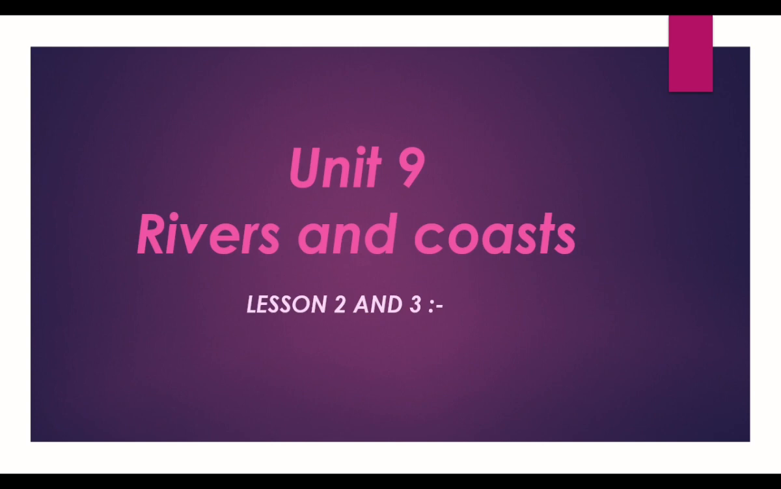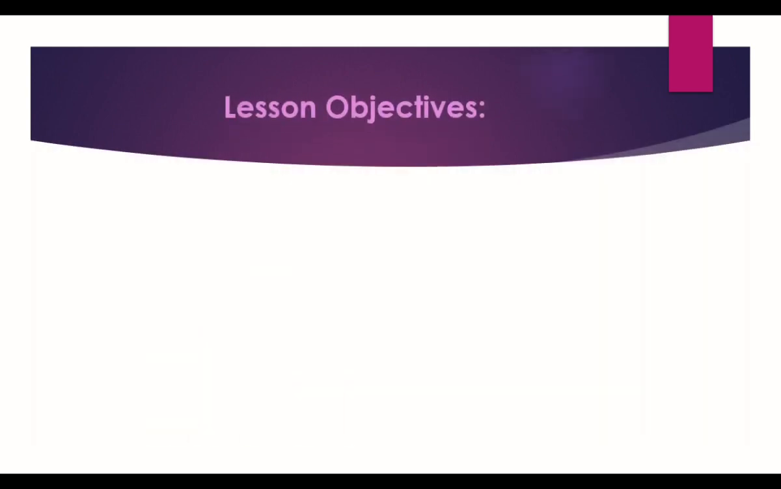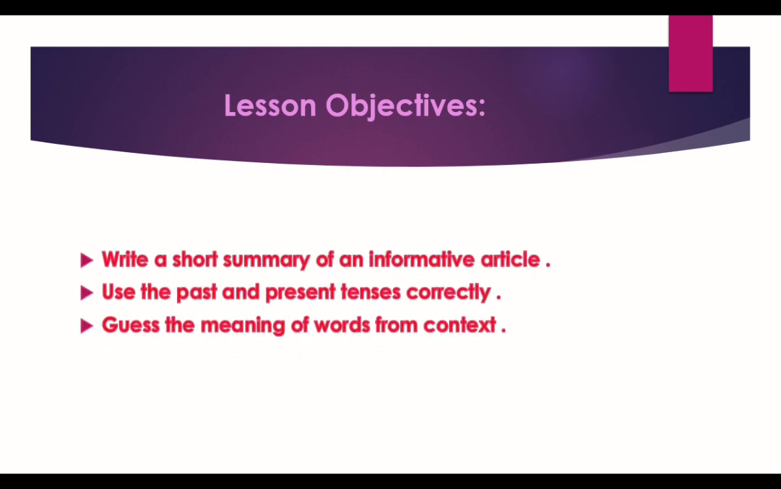But before we start, I want you to check the objectives of our lesson for today. These objectives are: you have to write a short summary of an informative article. You have to use the past and present tenses correctly. You have to guess the meaning of words from context. Let's start with our lesson.